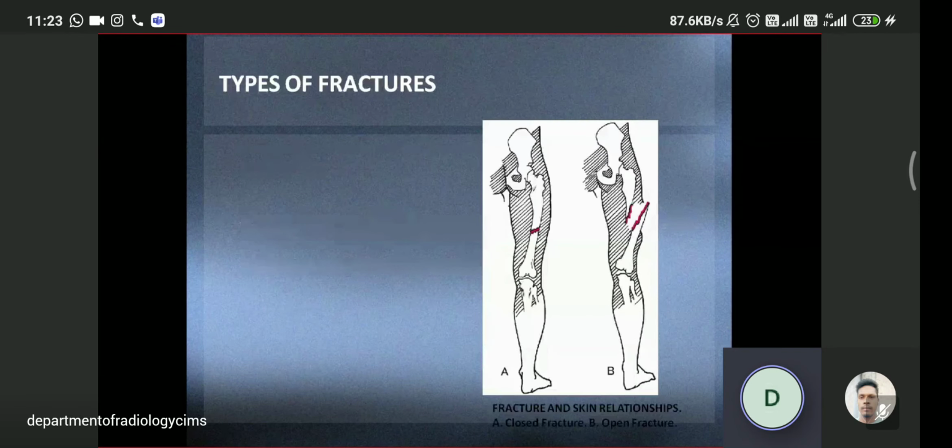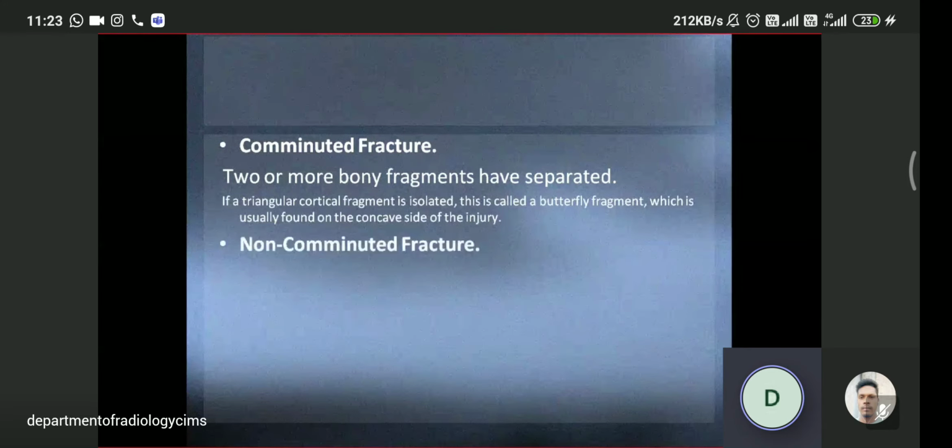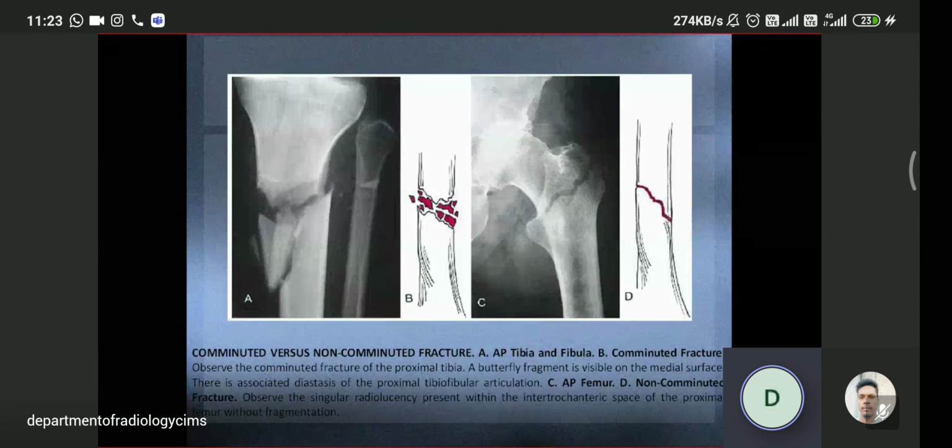First term is what? Closed fracture. Second term is open fracture. Third term is comminuted fracture. So instead of using closed and open, use the comminuted word or non-comminuted. It is better to use comminuted or non-comminuted. Second term, you have to use displaced or non-displaced, undisplaced. So undisplaced or displaced. So how will you report this fracture?